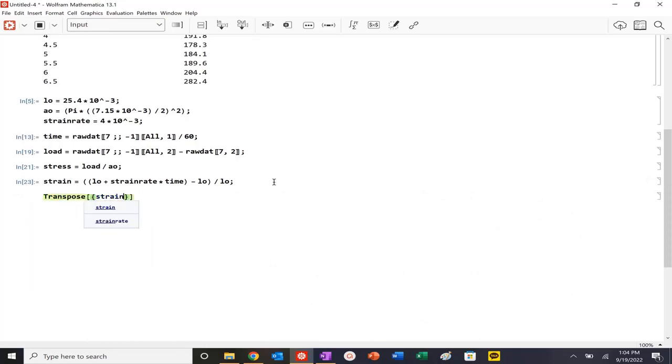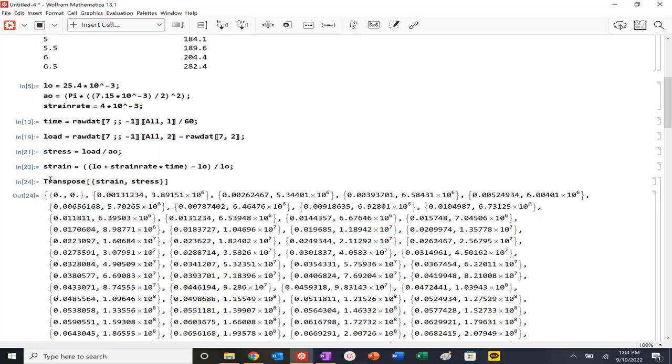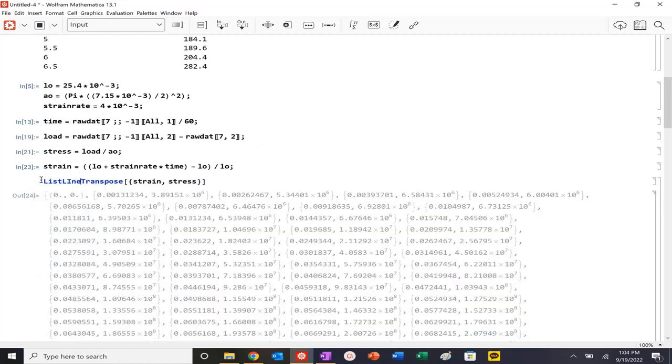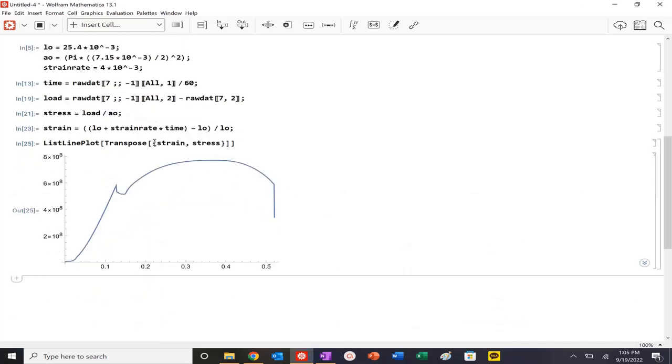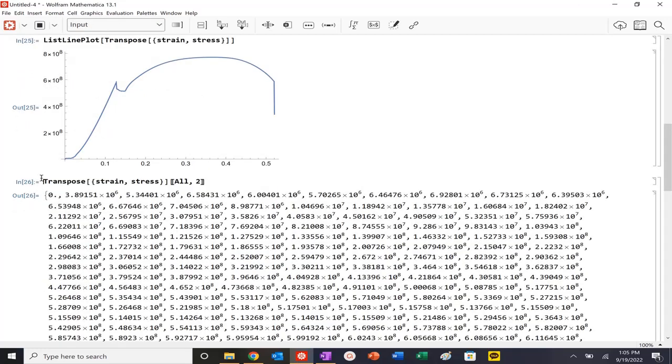Now you can just plot strain on the x-axis and stress on the y-axis. Let's look at the list line plot, and we can get moving here. And voila, we have a very interesting stress strain curve here. It seems like it wasn't loaded properly at the beginning, so that's going to give us a little bit of consternation.